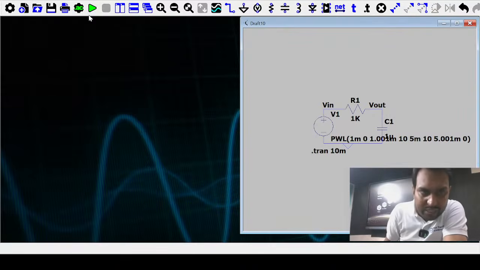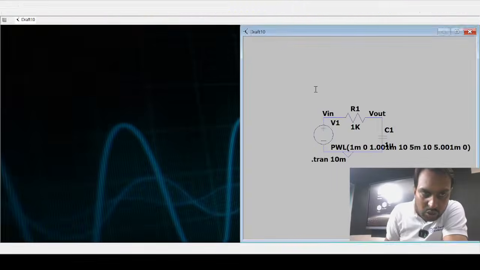So please check this, or you can use the basic equation: 10 times 1 minus e to the power minus t by tau, where t is 5 minus 1, that is 4 millisecond, upon tau, which is 1 millisecond. So this is e to the power minus 4. So 1 minus e to the power minus 4 into 10 will be your value of V out nearly at 5 millisecond. So you can check it.